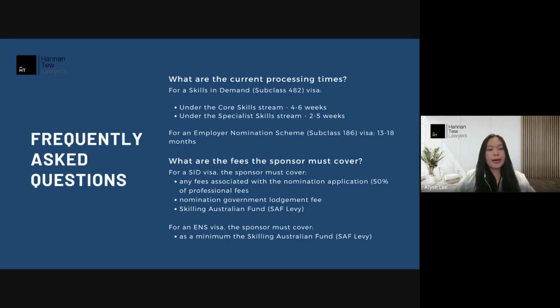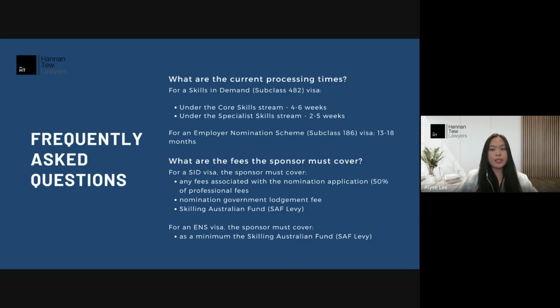And finally, the most common question we also get is, what are the fees a sponsor must cover? So for a SID visa, the payment arrangements are quite strict. The sponsor must cover any fees that are associated with the nomination application. So this generally is 50% of the professional fees. They must cover nomination, part of the government lodgement fee, and the Skilling Australians Fund levy.